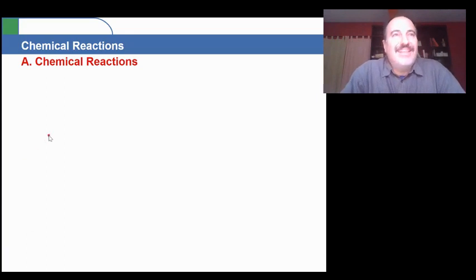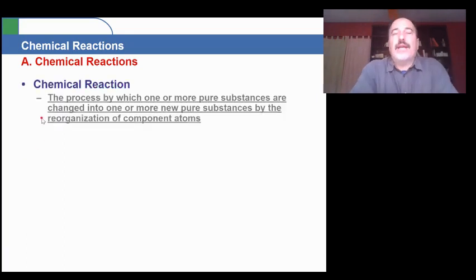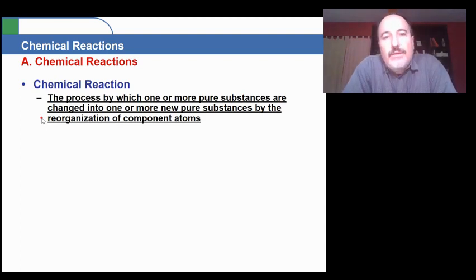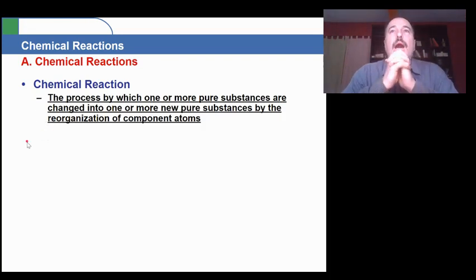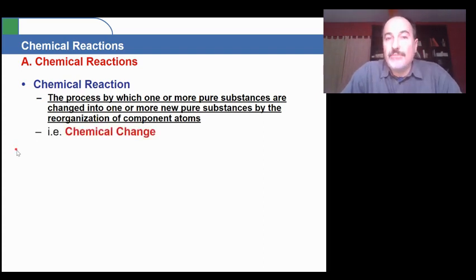Basically, a chemical reaction is the process by which one or more pure substances are changed into one or more new pure substances by the reorganization of component atoms. Remember, pure substances are either compounds or pure elements. When you start off with some pure substances, the bonds will break, new bonds will form, and you'll end up with new pure substances. This is also known as a chemical change.